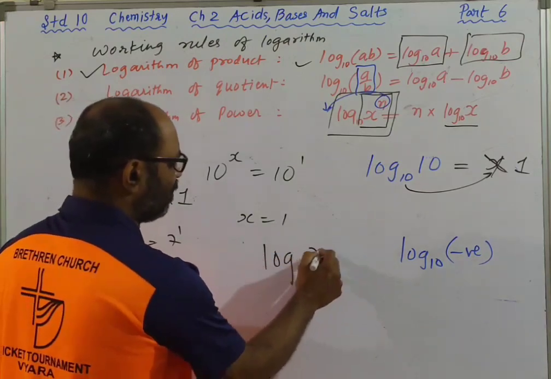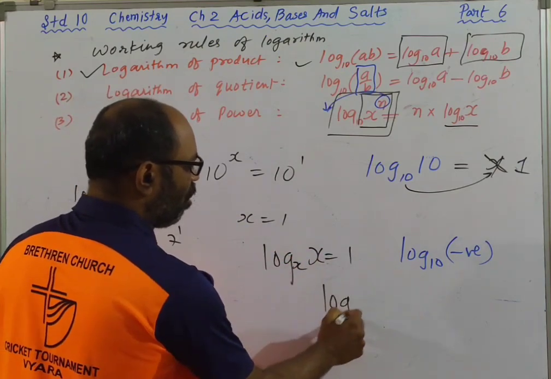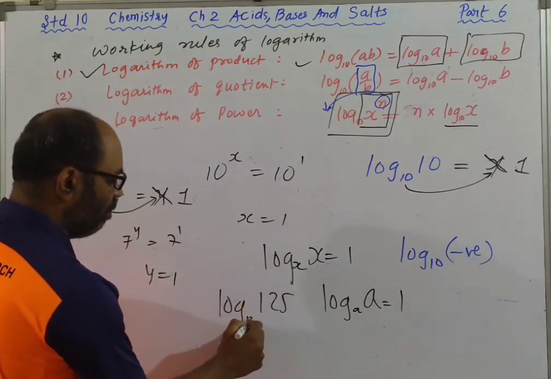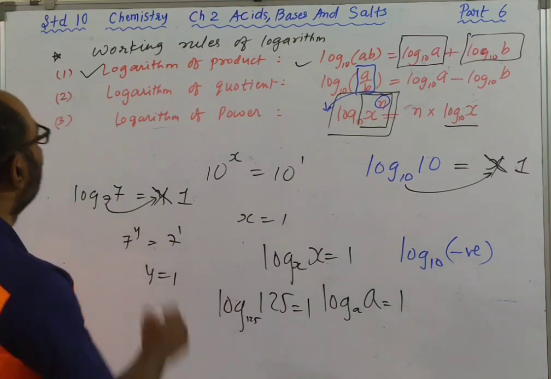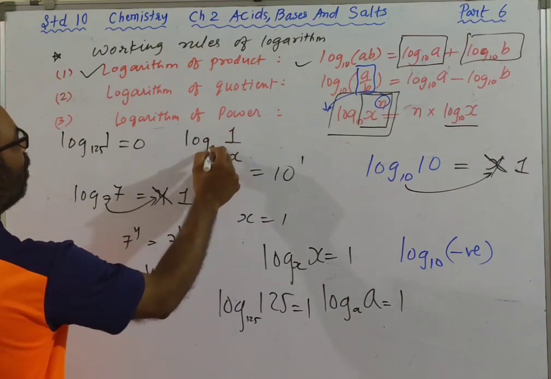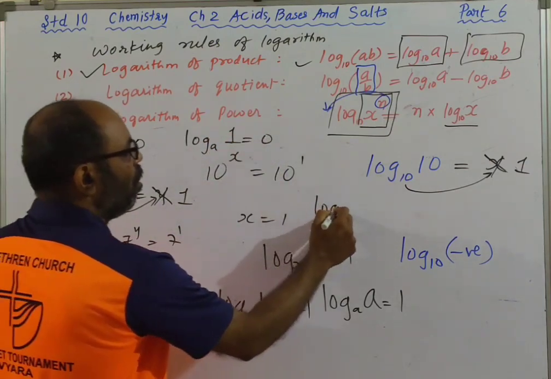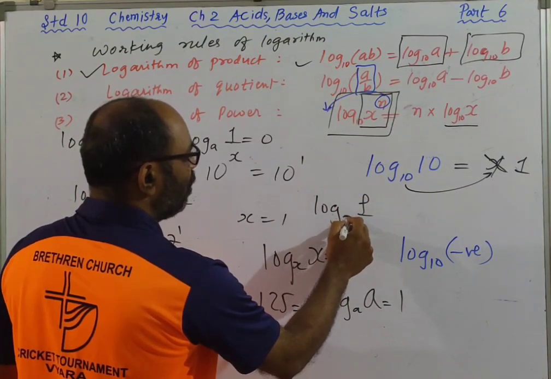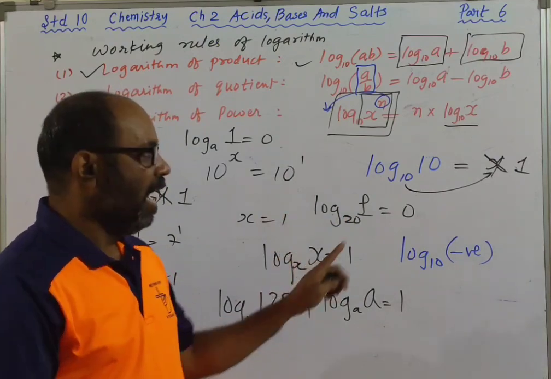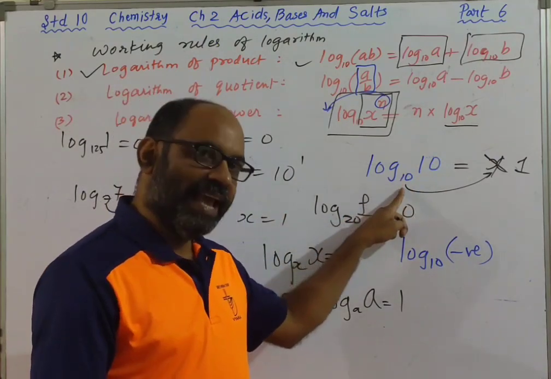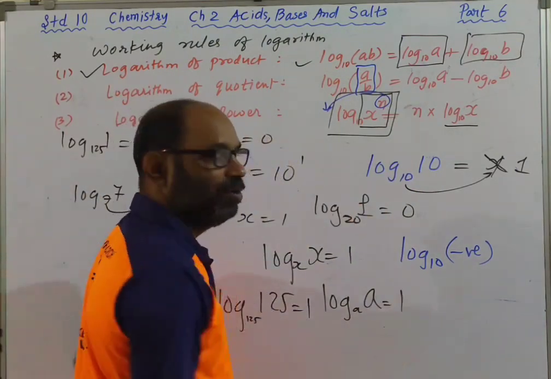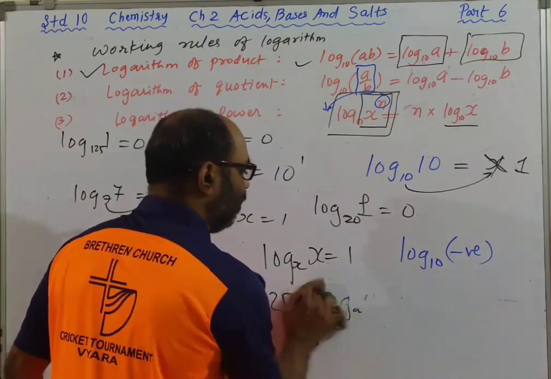So log of x to the base x is equal to 1. Log of a to the base a equal to 1. Log of 125 to the base 125 is equal to 1. But log of 1 to the base 125 is 0. Log of 1 to the base a equal to 0. Log of 1 to the base 20 is equal to 0. Log of 1 is always 0 for any permissible base, and log of a number to the same base is 1. Now we move on to see what is logarithm of a negative number.